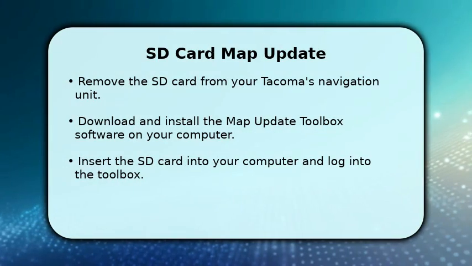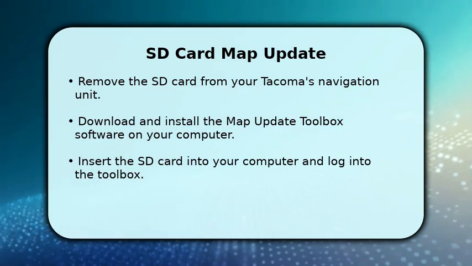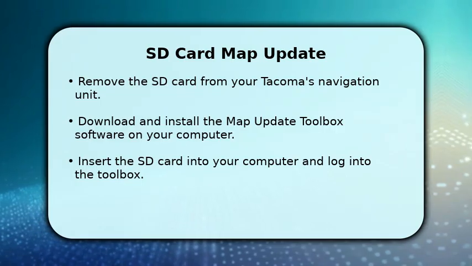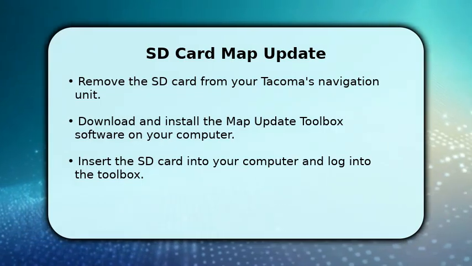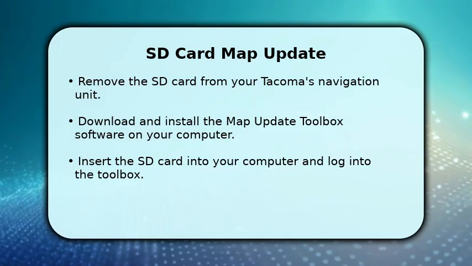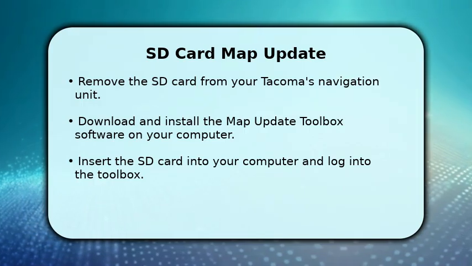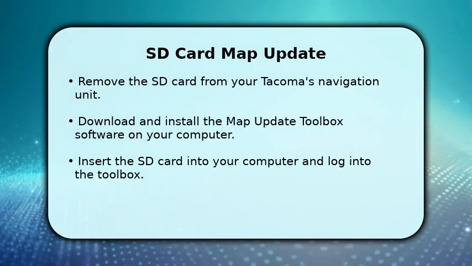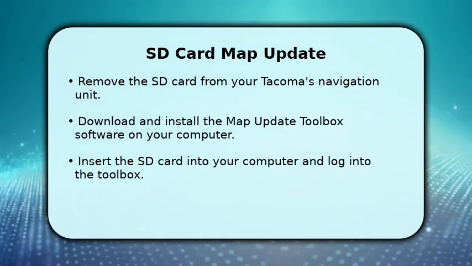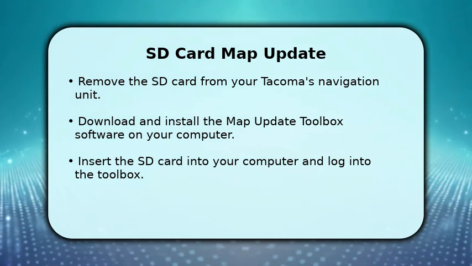For many Tacoma models, updating your navigation maps involves using an SD card. First, carefully remove the existing SD card from its slot in your vehicle's head unit. Next, on your computer, download and install the official Map Update Toolbox application. Insert your SD card into your computer, open the toolbox, and log in to your account. The software will then guide you to download the latest map content directly onto your SD card. Once complete, safely eject the card and place it back into your Tacoma to enjoy updated navigation.